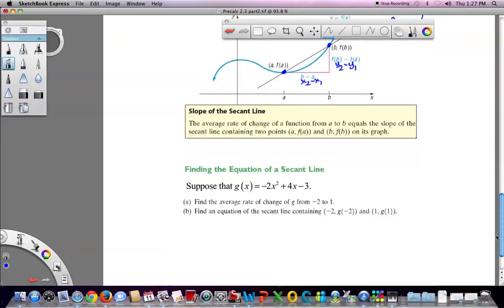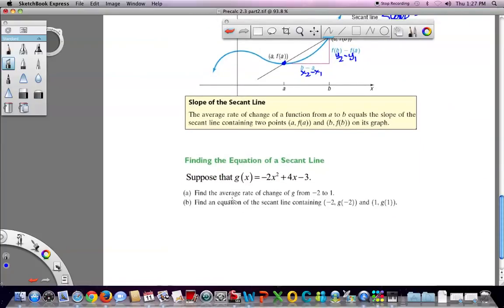So let's use that in context. Here we have a function. Find the average rate of change of g from -2 to 1. So we need to do f(-2) first, which would be -2 times (-2) squared plus 4 times -2 minus 3. So that would be -19, right? That's 4, -8, plus -8 is -16, minus 3 is -19. f(1) would be -2 times 1, it's -2, plus 4 times 1, which is still 4, minus 3, so that value would give you a -1.